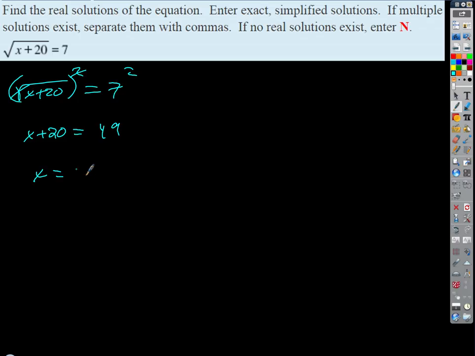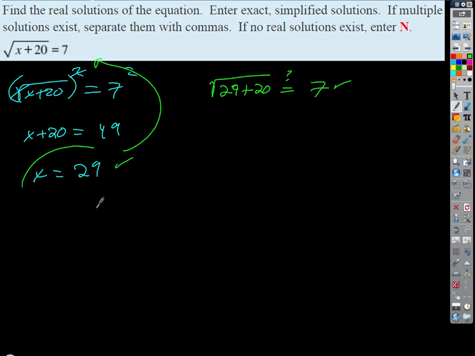29. Okay, I gotta check it though. So if I plug 29 back in, I get the square root of 29 plus 20 is equal to 7. Is that true? Yeah. That works, doesn't it? I get the square root of 49 equals 7. So yes, that checks. That's a valid solution. Okay.